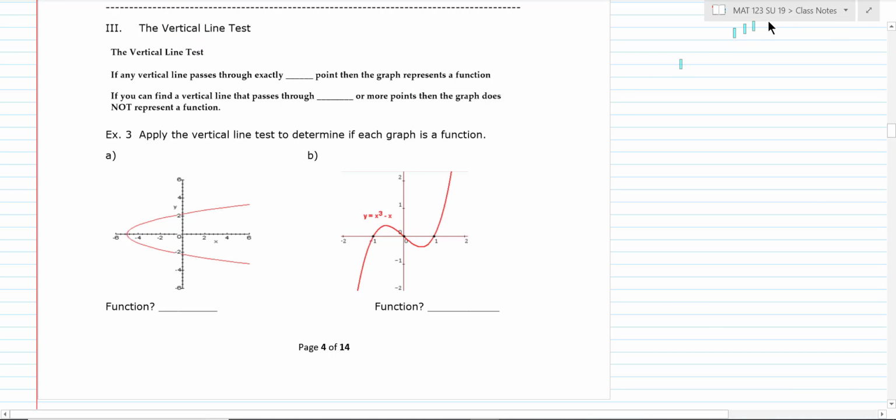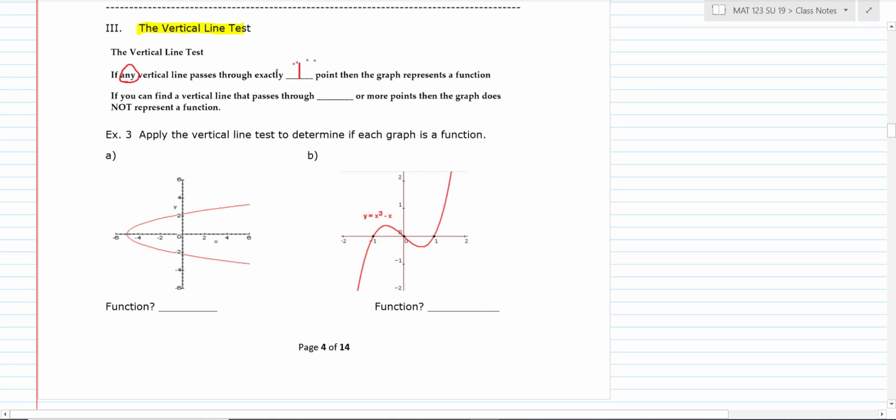Okay, part 3 of this section, I'm going to look at a simple idea that's known as the vertical line test. And this is how you can look at a graph and determine real easy if it represents a function or not. So let me read what this is then. Basically, if any vertical line passes through exactly one point, then the graph represents a function. And the key word on that is any vertical line.